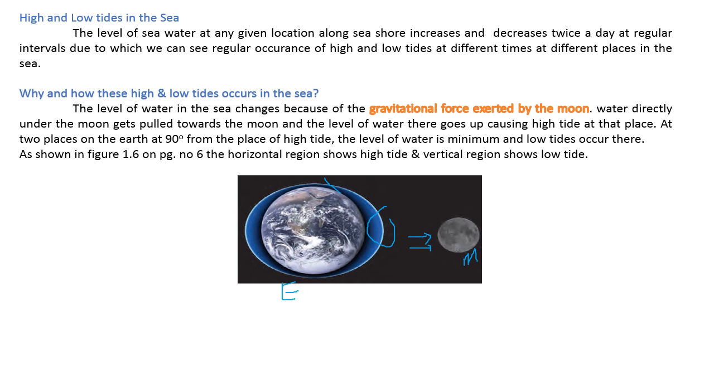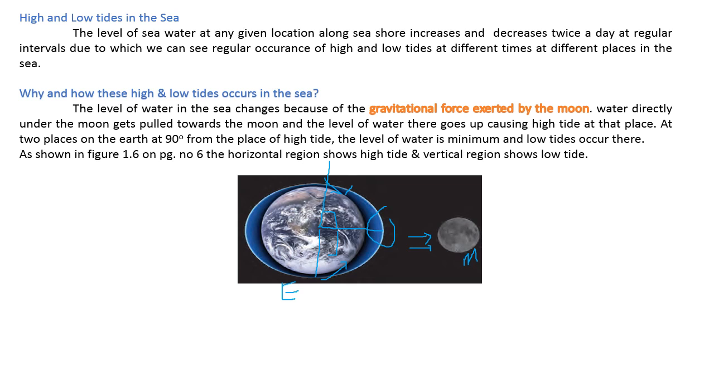From here, correct, from this part and this part, at 90 degrees, the water is pulled, and here the water level has increased. Therefore this part as well as this part, on both the opposite sides, there will be high tides. And at 90 degrees from this place, this is my 90 degrees, correct. So at this place and this place, here also I will have 90 degrees, no? So on both sides at 90 degrees there will be a low tide.